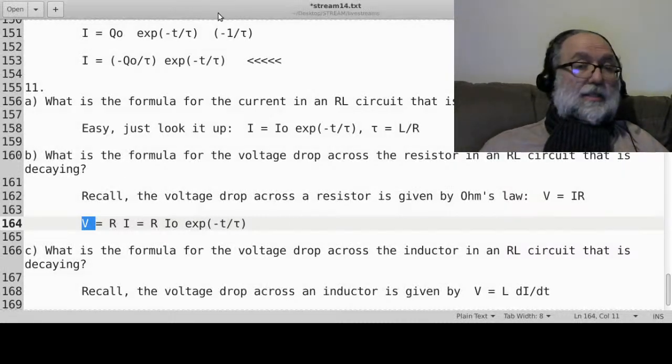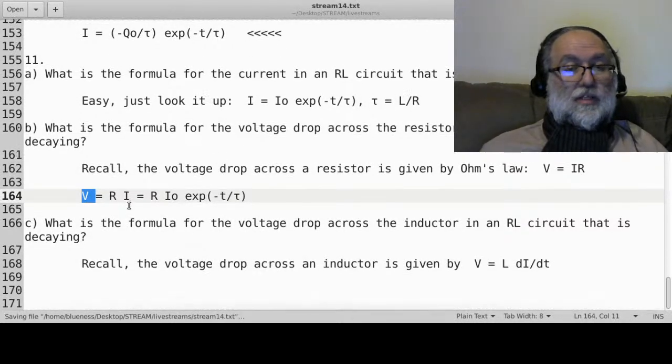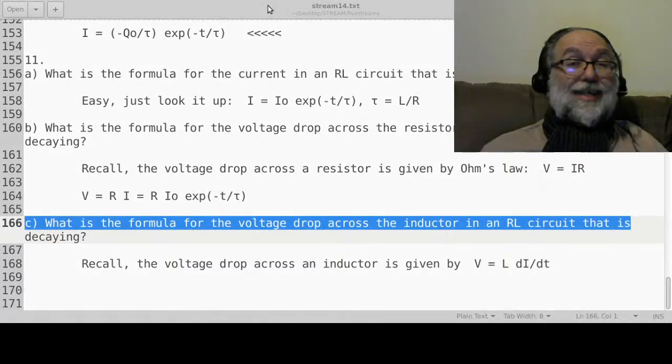Okay, now what if I ask this? What if I say to you, what is the formula for the voltage drop across the inductor in an RL circuit?